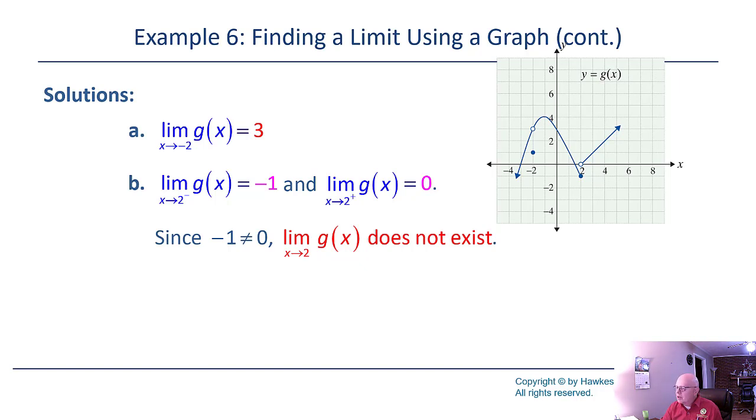On the second one, these two don't go to the same place, because at 2, it approaches -1 from one side and approaches 0 from the other side. These two are not the same thing, so we do not have a limit for x equals 2.